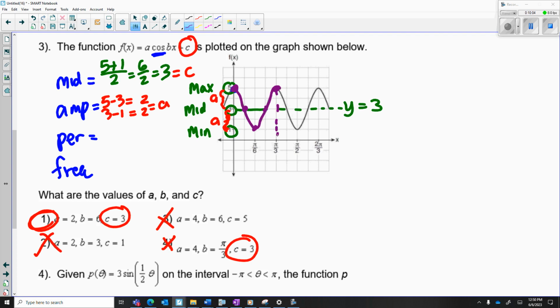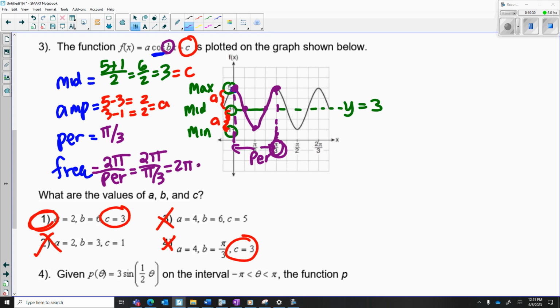The length along the x-axis that that one full curve takes up is pi over 3. So the period of this one full curve, this whole chunk here along the x-axis, is pi over 3. Period does not show up in the equation. Frequency shows up in the equation, as B. So to get the frequency, we have to do 2 pi divided by the period. 2 pi divided by pi over 3 is equal to 2 pi times the reciprocal, which is 3 over pi. We end up getting 6. So the frequency is 6, and that is indeed what choice 1 says.